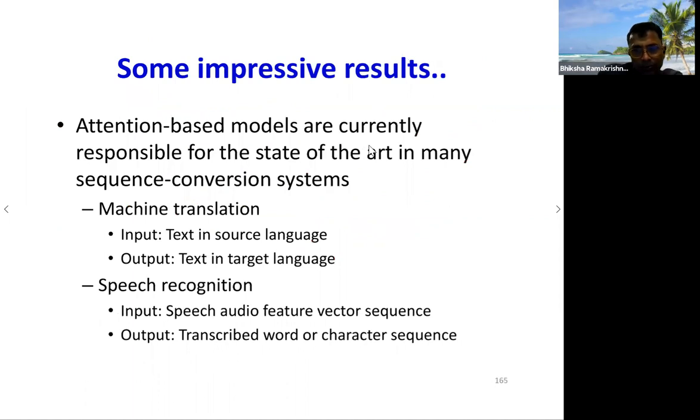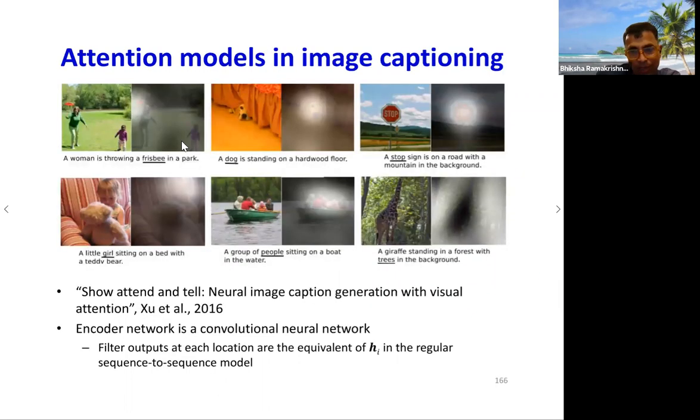Attention-based models are currently responsible for the state of the art in many sequence conversion systems, from machine translation to speech recognition to dialogue systems and even image processing. And here are some really impressive results from way back in 2016 in image captioning, where they applied attention to image captioning. The decoder here uses attention to decide which pixels in an image are important for each word in the caption. And check these out.